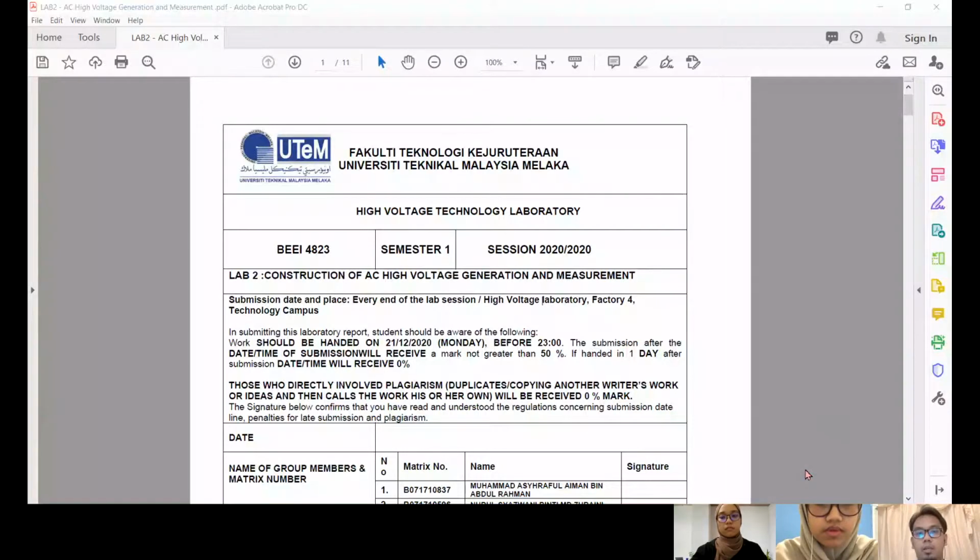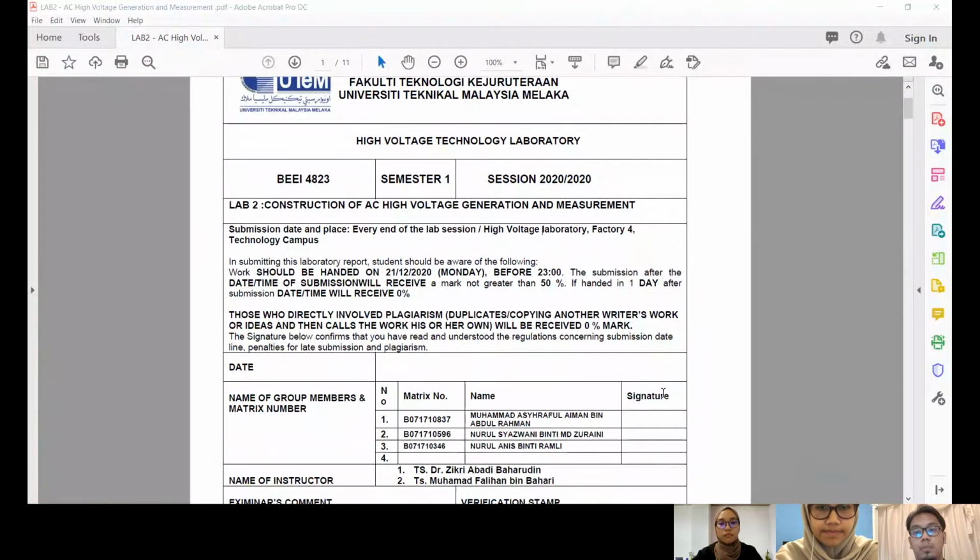Okay, Assalamualaikum warahmatullahi wabarakatuh. Today, we would like to present our lecture 2 for the subject High Voltage Technology, which is titled Construction of AC High Voltage Generation and Measurement.